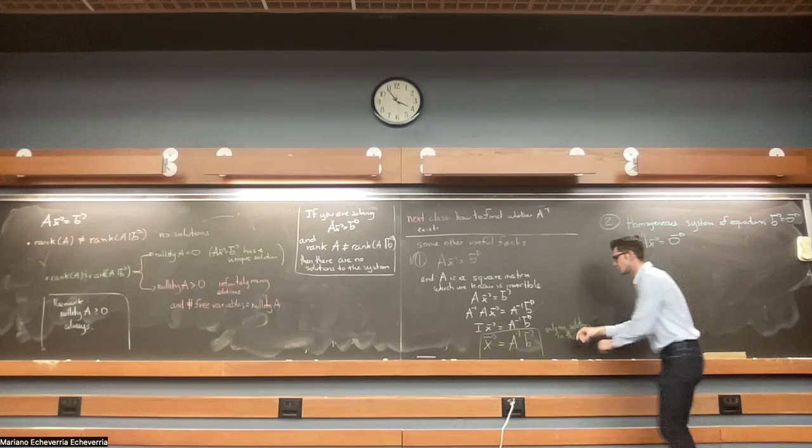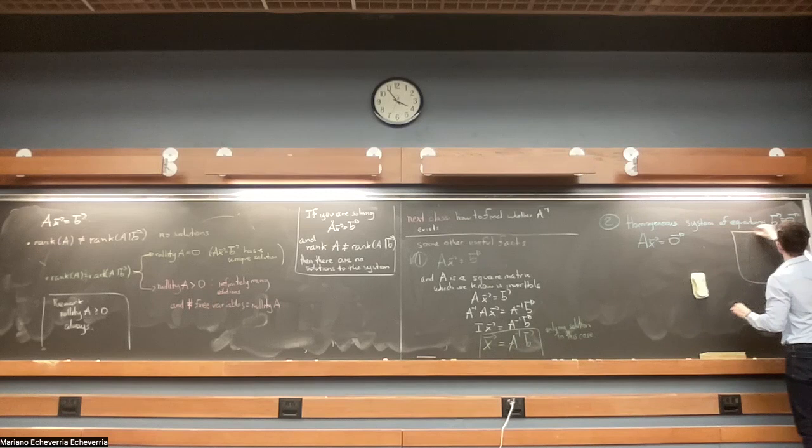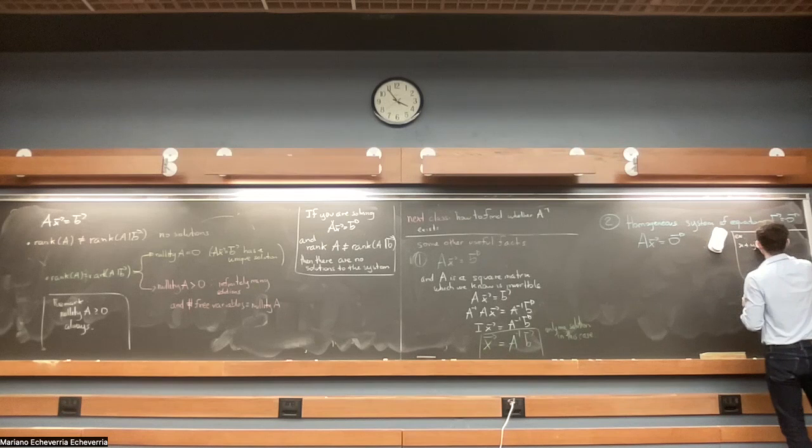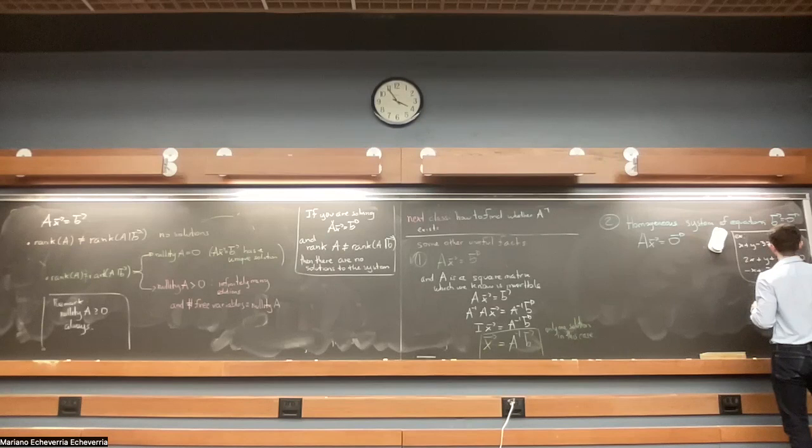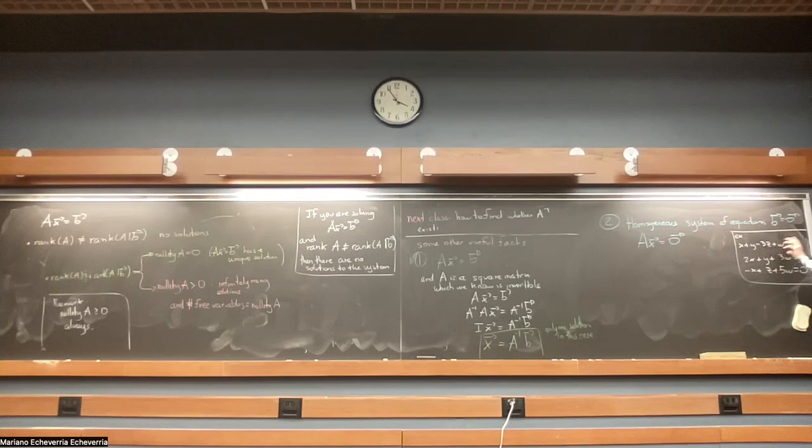Just to make it explicit, as an example of what that could look like, it could be x plus y minus 3z plus w equals zero, and then 2x plus y plus 3w equals zero, and then maybe minus x plus y plus z plus 5w equals zero. It doesn't matter what these coefficients look like, it just matters that I'm setting it equal to zero, equal to zero, equal to zero, right?